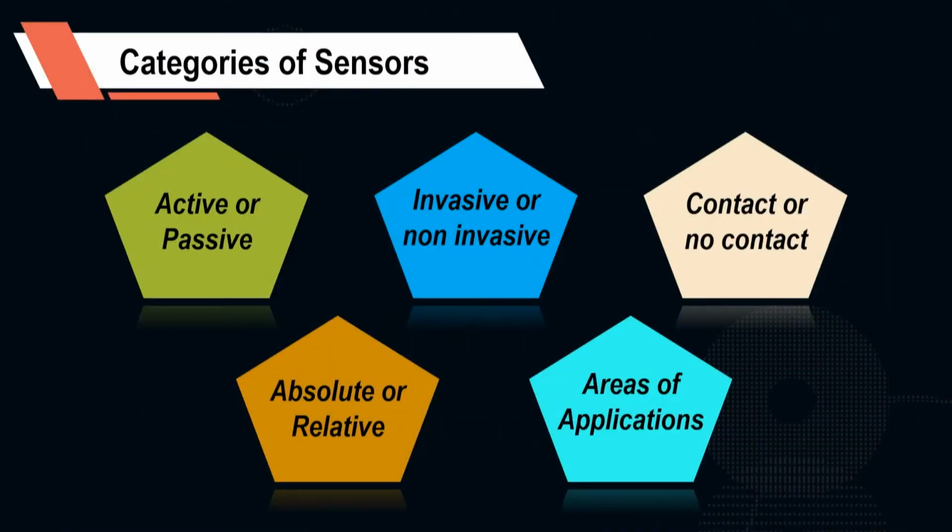Also, sensors can be categorized depending on the areas of application. Sometimes the sensors are used for checking motion, and at that time you can say proximity sensor. Sometimes the sensors are used to check pressure, and at that time you can say pneumatic sensor. So, different areas of application use different categories of sensors.